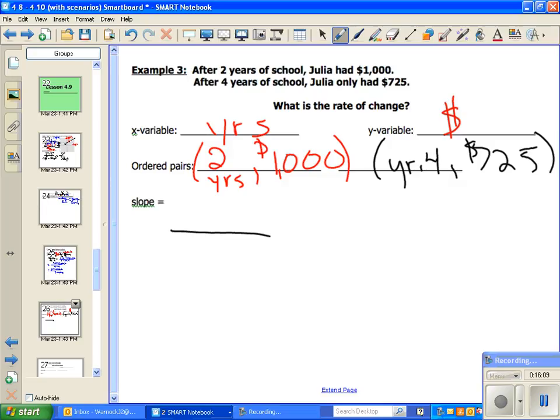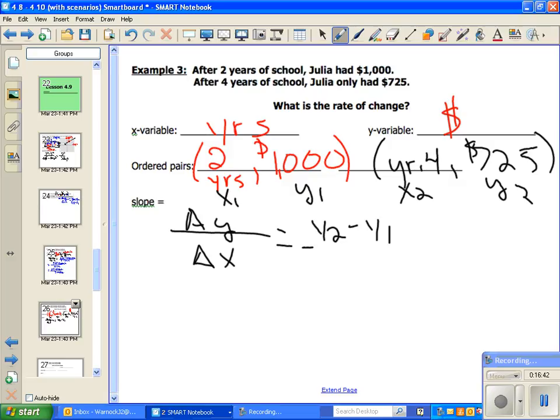Formula for slope, Melanie, is what? Okay, another word for change is to subtract. So what would I be subtracting using? If I label these x1, y1, x2, and y2, what would I be subtracting using these? Okay, hold on. Don't give me the numbers yet. Just give me the y's and the x's. Minus, over.